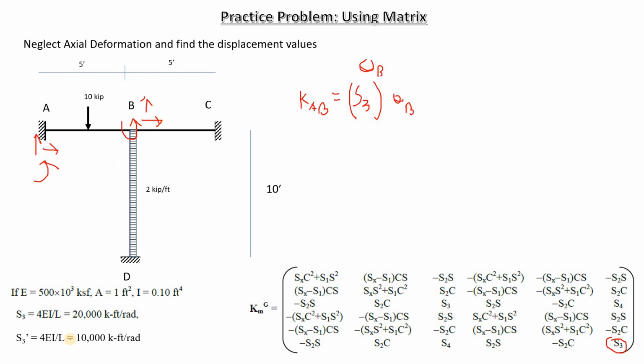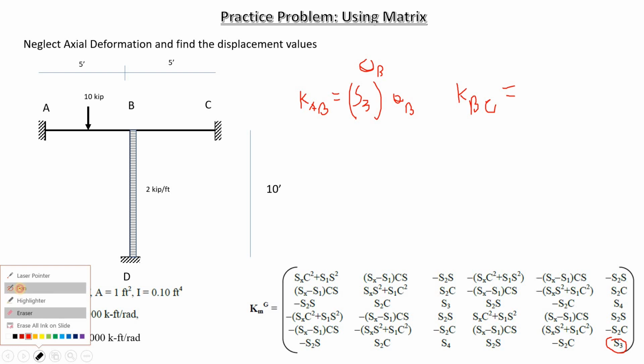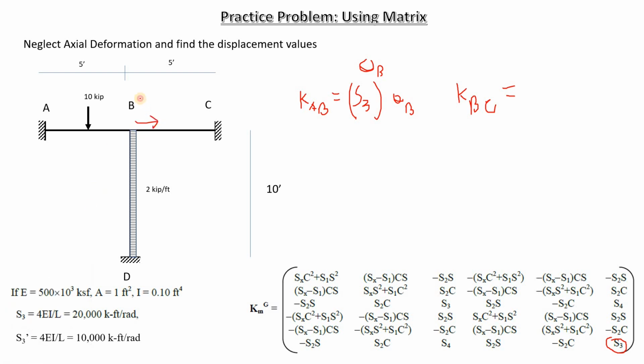Alright. Very good. Now we're going to do it for KBC. Okay. Let me take up an eraser. So if we're doing KBC, then the numbers are going to be 1, 2, 3. So the theta value can be found in 3 by 3. So here is 3 and here's 3. So 3 by 3 is also S3. So we get S3, theta B. Okay, wonderfully done.